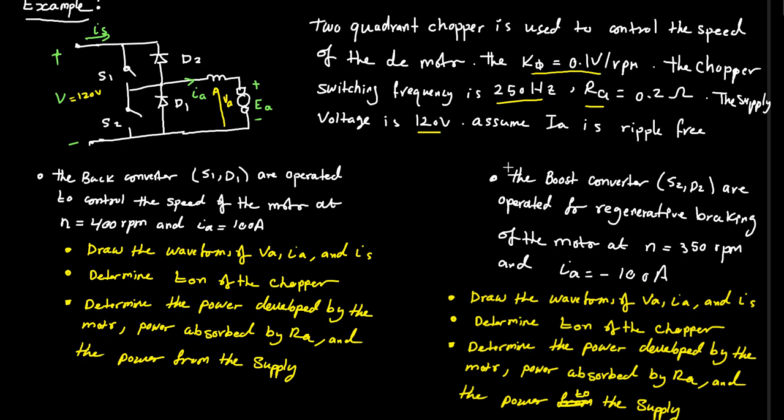In the second part, for the boost converter, which is formed by S2 and D2, if they are operating for regenerative braking, and when the motor rotates at N equal to 350 rpm and the current is minus 100 ampere, we need to repeat the same, except that in the last one the power will be fed to the supply. So let's start answering.